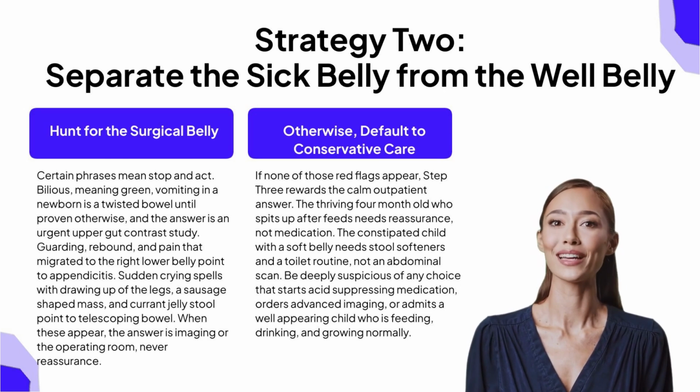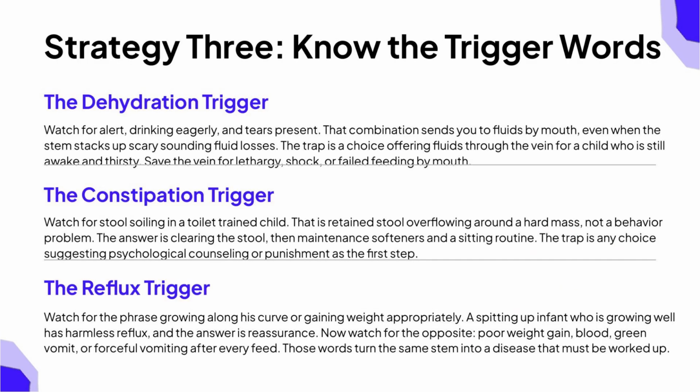Strategy 3 is to learn the trigger words, because a single phrase usually decides the answer. Here are the 3 that earn the most points. First, the dehydration trigger. Watch for alert, drinking eagerly, and tears present. That combination sends you to fluids by mouth, even when the stem piles on scary numbers about fluid loss.